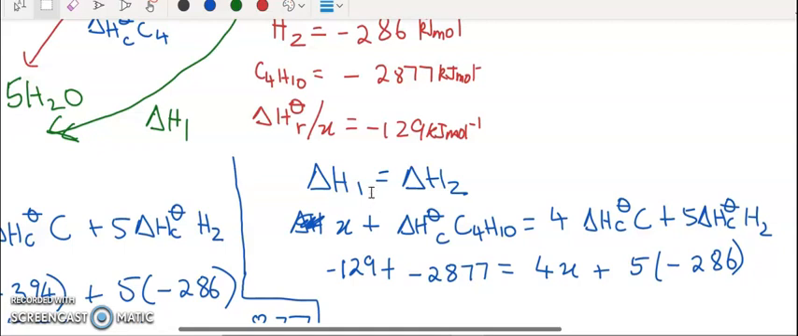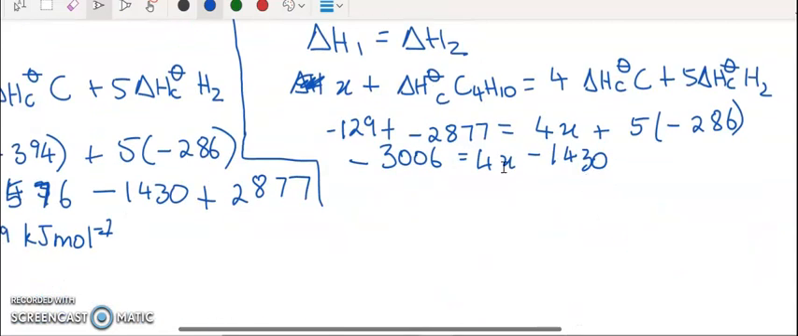So calculating this side, we get negative 3006, and calculating the other side we get 4x minus 1430. Now let us bring this to the other side. I'm going to extend this line more so that there is some division. I'm going to extend this more, and I'm going to bring this to the other side.